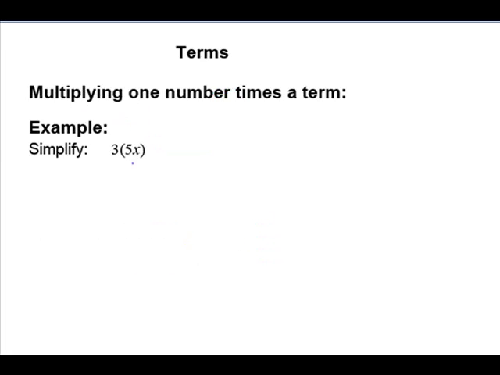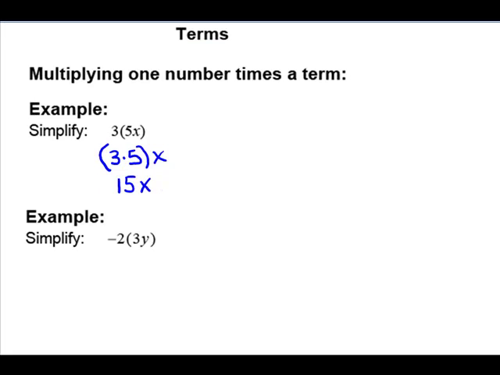Next, we'll look at multiplying one number times a term. Simplify 3 times 5x. Notice this is all multiplication. We could regroup if we like because of the associative law of multiplication. So we could choose to regroup and multiply the 3 times 5 first, and then times the x. If we did that, we would know to do 15 and just keep the x.